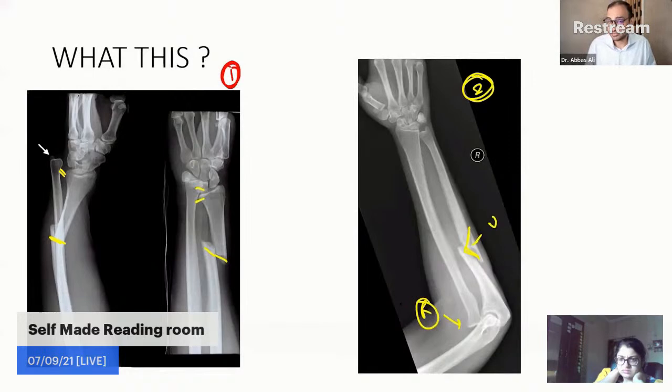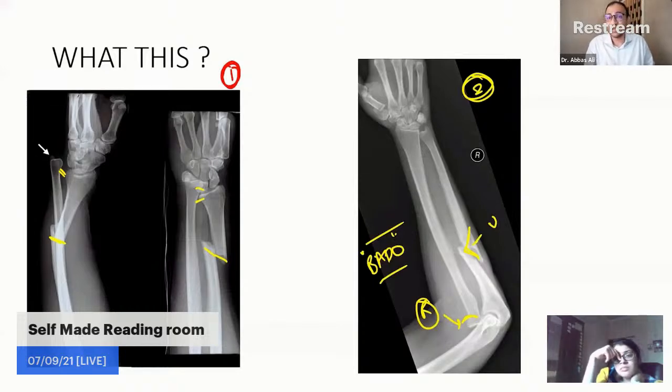Now, can you tell me the name of the classification for Monteggia fracture? Oh, you guys are so good. You guys are on fire. Okay. One more question. Which is the most commonly injured nerve in Monteggia fracture? Yes, posterior interosseous nerve. Why? Because it wraps around the radial head. And can someone tell me what is the clinical finding of a patient with PIN palsy?